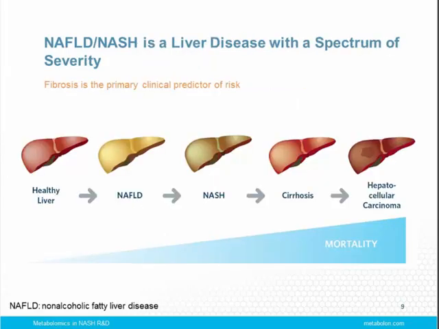And this disease is really a spectrum, a disease with a spectrum of severity, ranging from simple steatosis that we see in NAFLD, and then the onset and progression of fibrosis, cirrhosis, and potentially the development of cancer. At this moment in time, fibrosis does remain the primary clinical predictor of risk. And in fact, experts believe that in the coming 5 to 10 years, the leading cause of liver transplants will be this disease. And currently, liver transplantation is the only treatment.